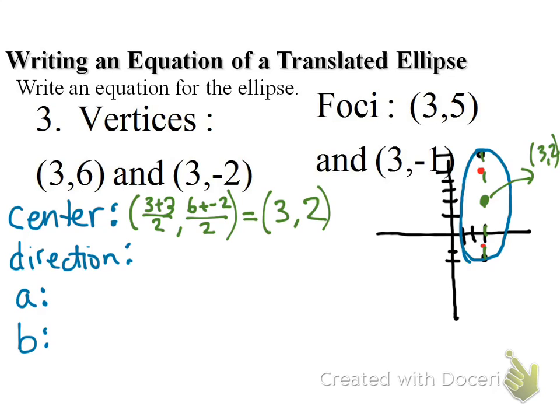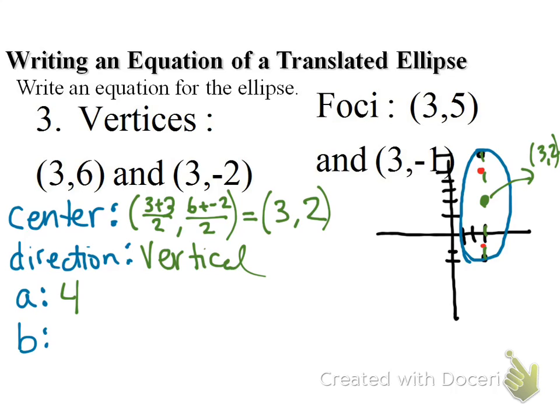All right, which direction is this going? The major axis always has the vertices and the foci on it. So this is vertical, which means the A needs to be under my y squared. Do I know A? A is always the distance from the center to the vertices. So if this is 3, 2 and this is 3, 6, what's A? 4, okay.